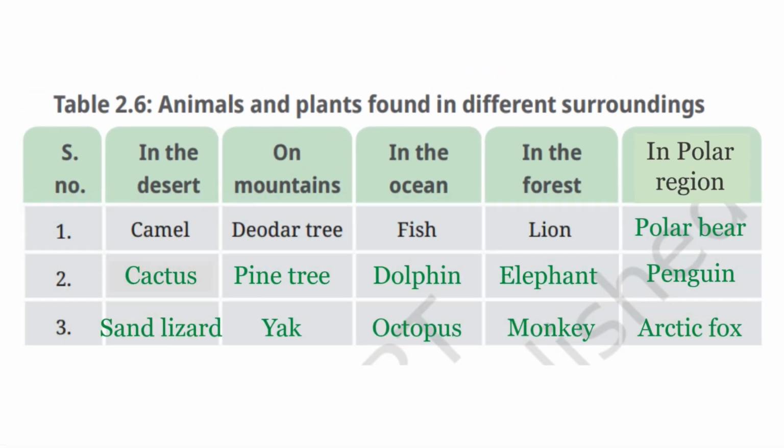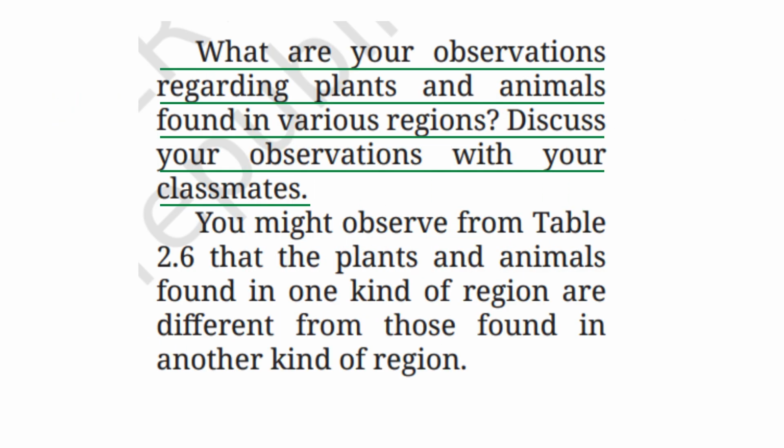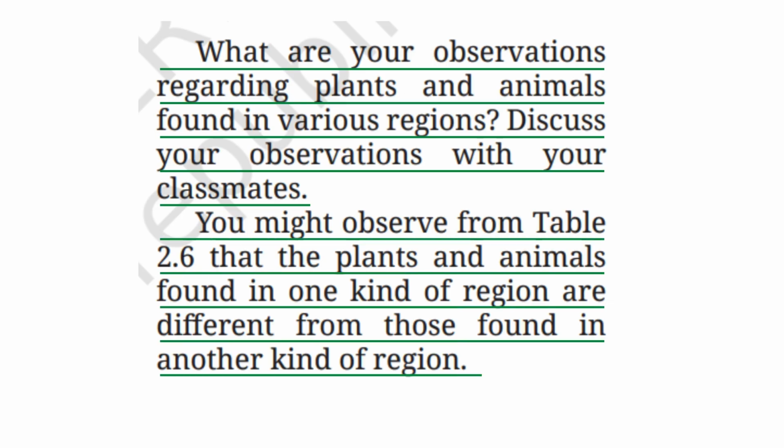So, we can conclude from this table that animals and plants are different in every region. Their body features help them live and survive in those particular surroundings. That is called adaptation. What are your observations regarding plants and animals found in various regions? Discuss your observations with your classmates. You might observe from table 2.6 that the plants and animals found in one kind of region are different from those found in other kind of region.